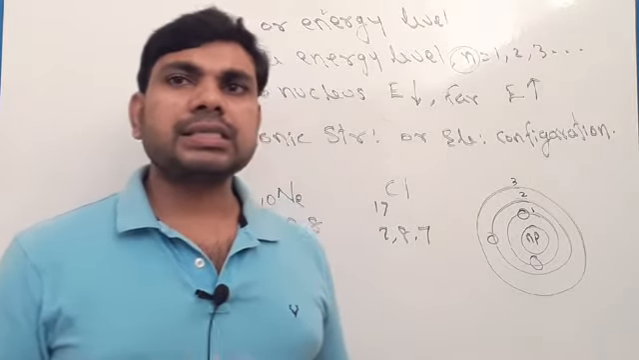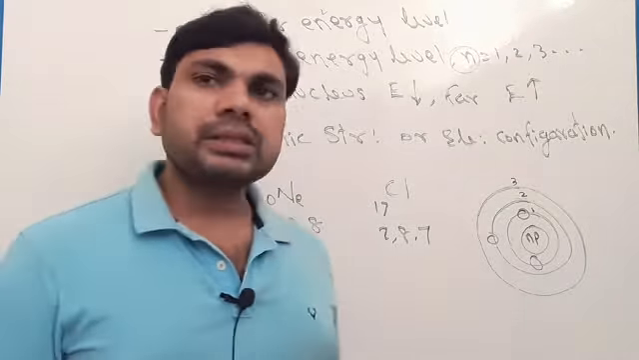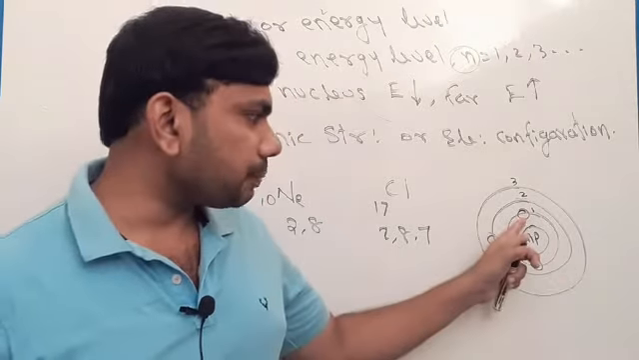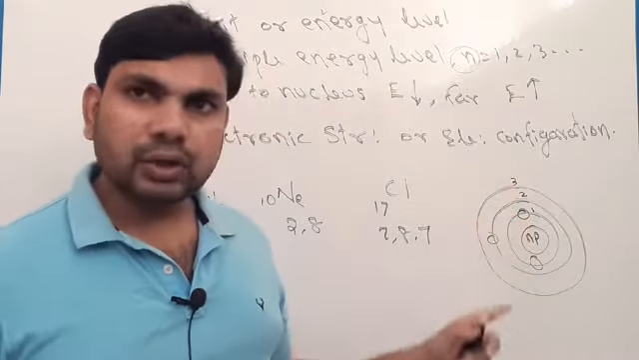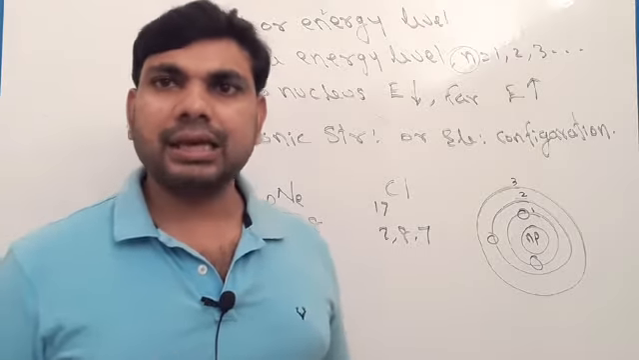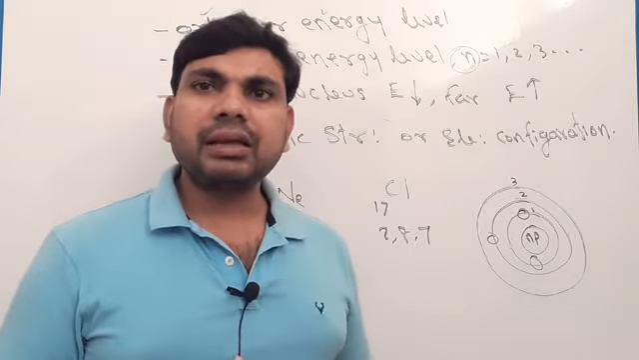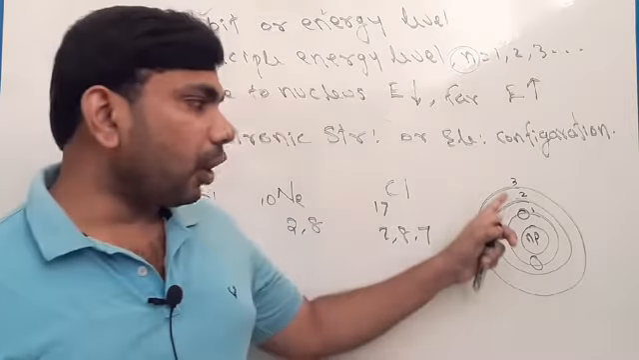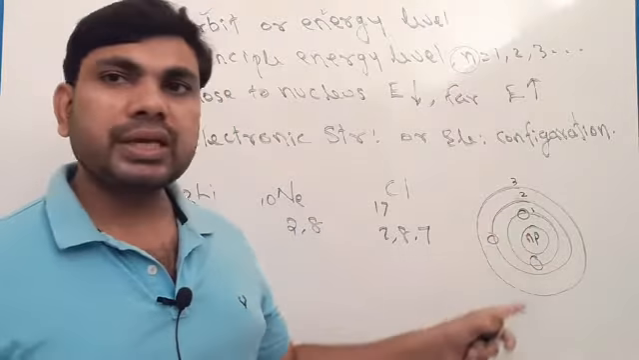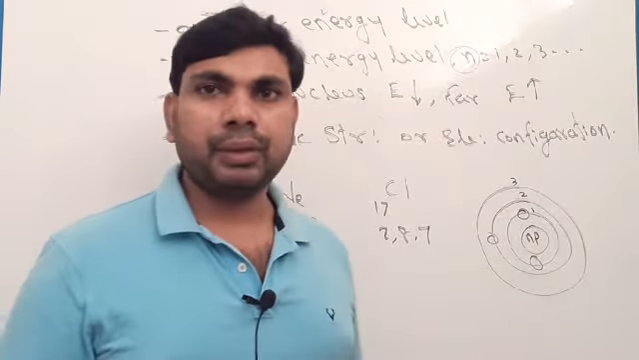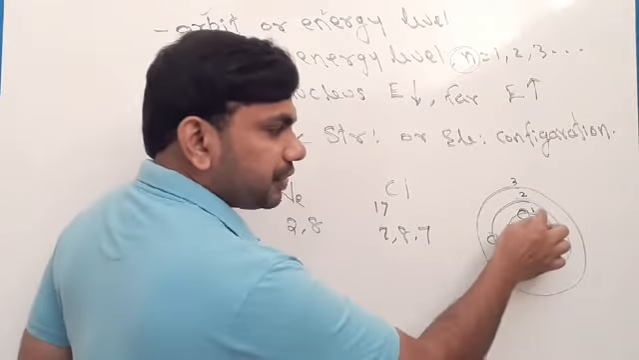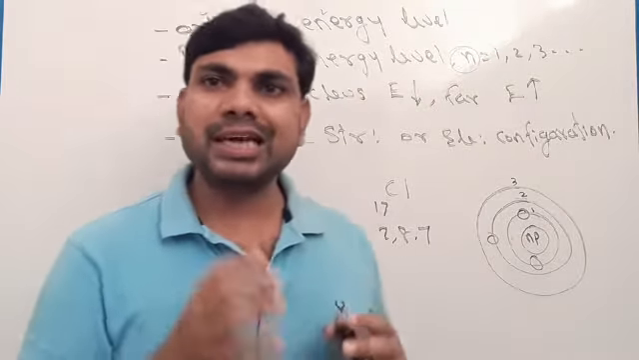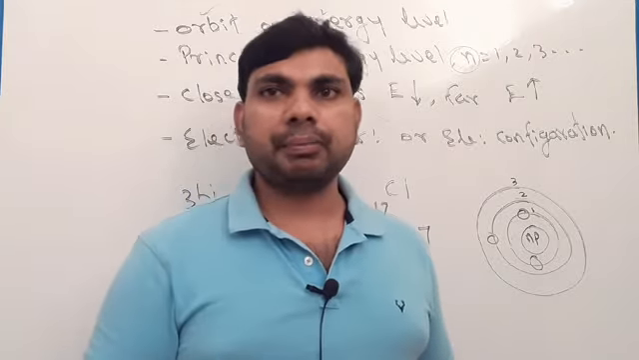Also we have to understand here that each orbit has a particular energy. This is the first orbit, second orbit, third orbit, or energy level. Each energy level has a fixed energy. The orbit close to the nucleus has lower energy. Look here, this is the first orbit. It is very close to the nucleus, so it has lower energy.